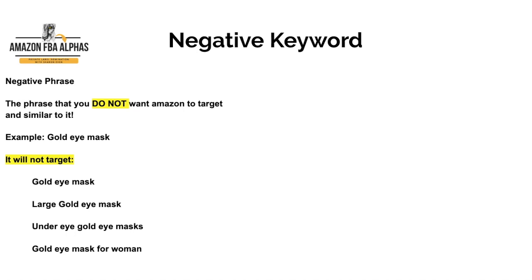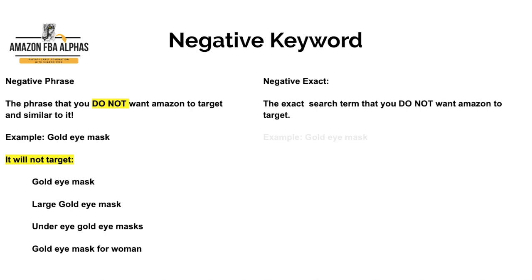So if you don't want to target gold eye mask or anything similar to it, you would put in gold eye mask. But if you only don't want to target gold eye mask, then you would put it in a negative exact. The exact search term that you do not want Amazon to target. So here's an example. If you put in gold eye mask in a negative exact, it will not target gold eye masks or gold eye mask. That's it. That's the difference between the two. I usually only use negative exact because I'm telling Amazon I don't want them to target that specific keyword. Maybe that specific keyword along with additional keywords will work.